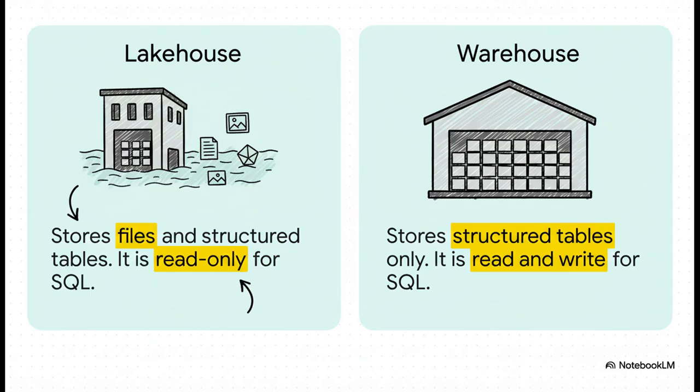Now there are some differences under the hood for sure. A lakehouse can store all kinds of files alongside your tables, while a warehouse is pure structured tables, really optimized for SQL. But here's the thing. From a Power BI perspective, when you're connecting to them, they look and feel very, very similar. They are your new data backend.